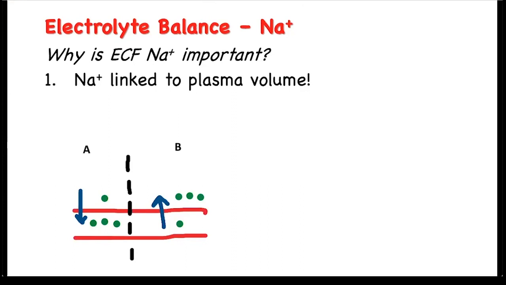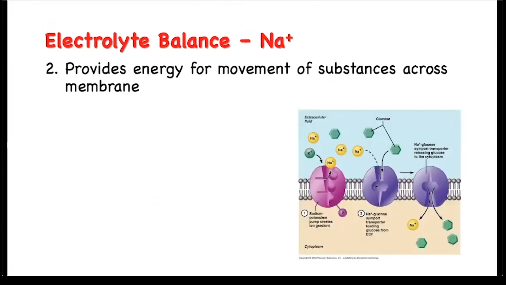Water will always move from a hypotonic solution into a hypertonic solution across the membrane until equilibrium is reached. On side B, the opposite situation exists. The interstitial fluid is hypertonic to the plasma. That makes the plasma hypotonic to the interstitial fluid, so water will move from the plasma into the interstitial fluid until equilibrium is reached.